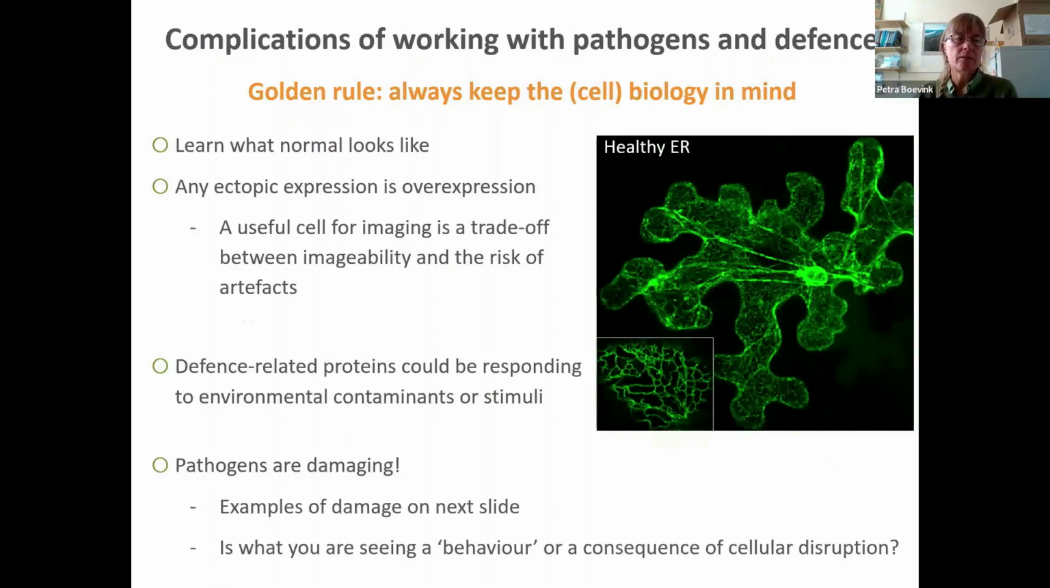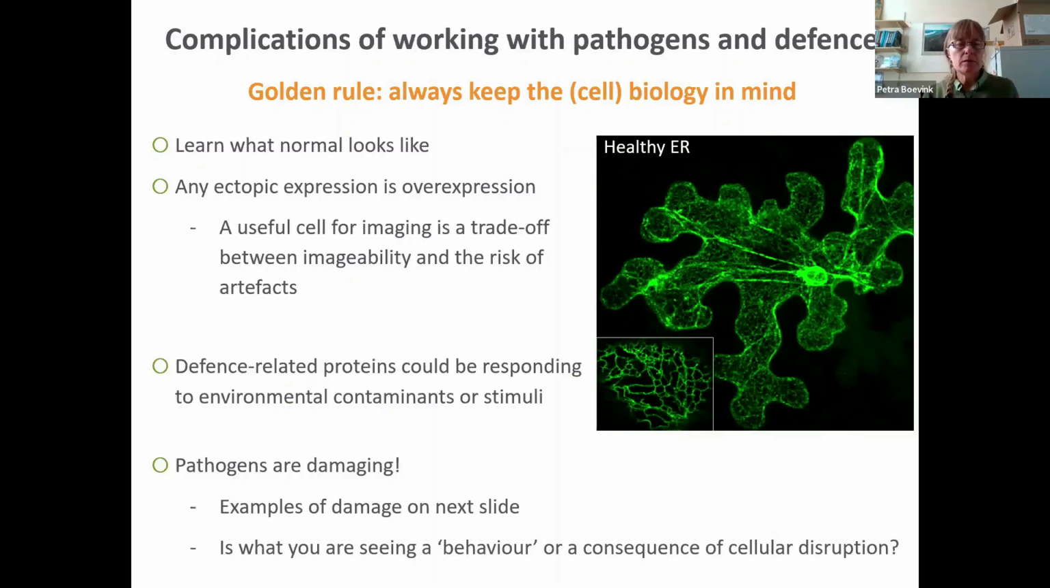So there are specific complications of working with pathogens and defense proteins. And the golden rule is to always keep the biology in mind. So it's important to learn what normal looks like. So the cell here, it has normal, healthy endoplasmic reticulum. You see a beautiful cortical network. You see the transvacuolar strands and the nuclear membrane is labeled. The other thing to remember is that any ectopic expression is overexpression.